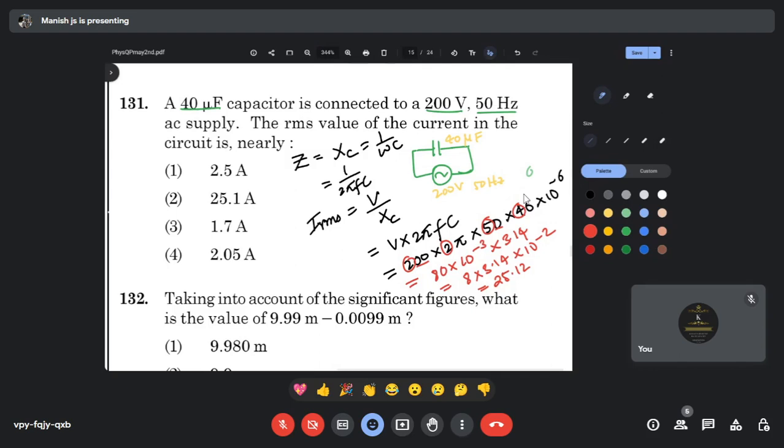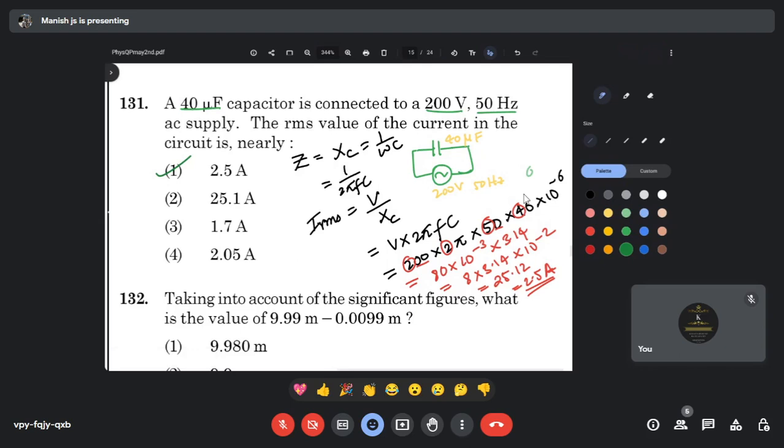So 2.51 is coming, no? Or is it 25.1? Option 1, sir, 2.5 ampere. Yeah, 2.5 is coming. Okay, when you write in terms of significant figures, so 2.5 amperes. The most correct answer is 2.5 amperes, the first option.